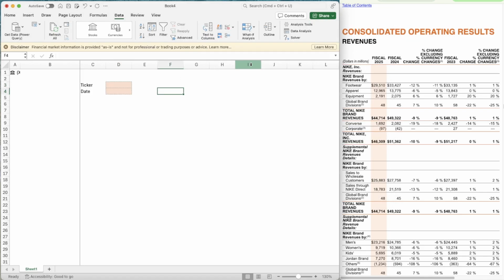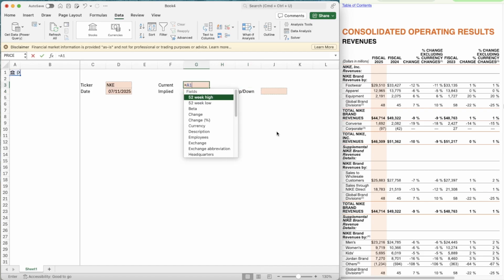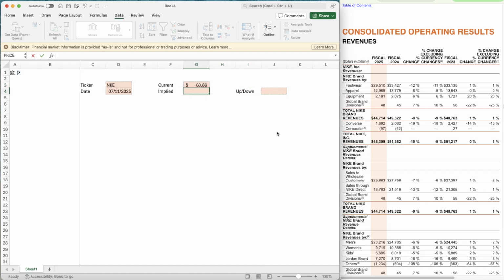Format it like that. And we want for this one, it's the current share price. This one implied. So copy these two boxes over. Then we want to know if there's any up or downside. So we have it. The ticker equals A1 dot, open the parentheses, ticker symbol. The date today is the 7th of November, 2025. Current price equals A1 dot, open brackets, price. Okay, leave these two blank for now.